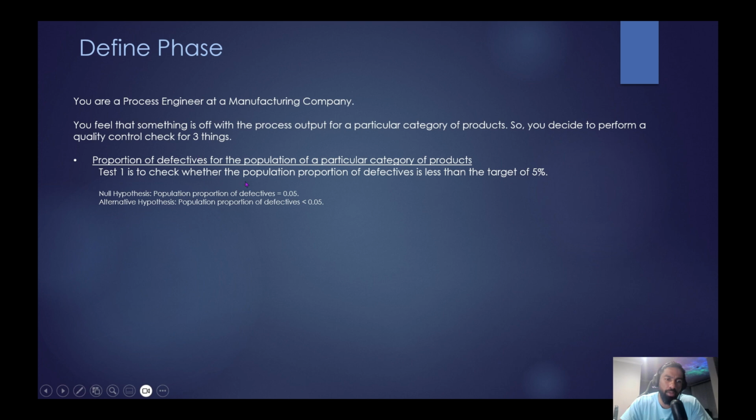So the null hypothesis developed is that the population proportion of defectives is 0.05. The alternate hypothesis, it's less than 0.05.